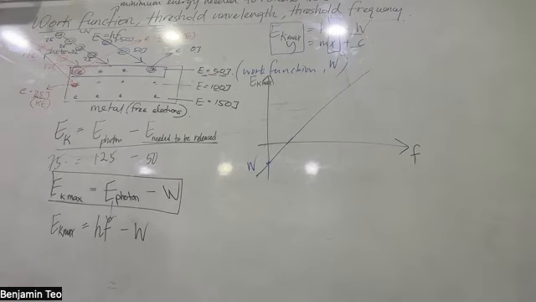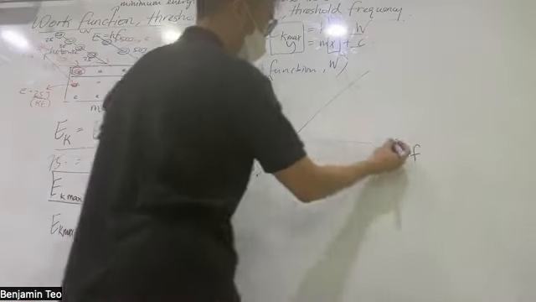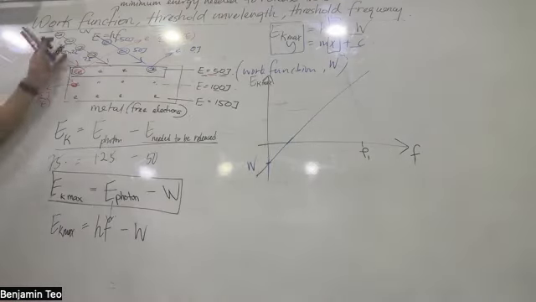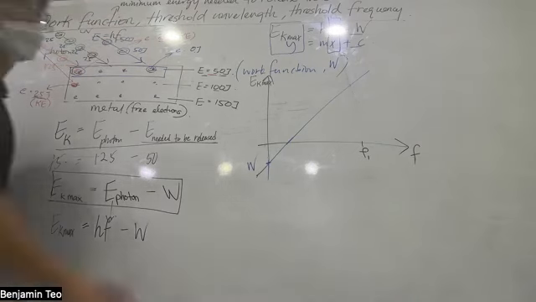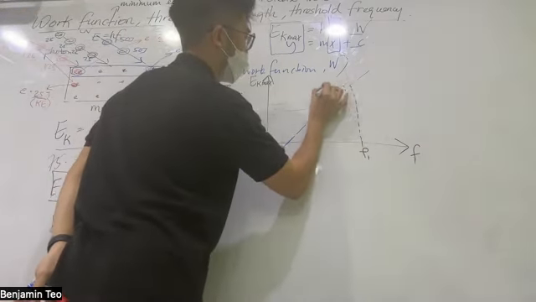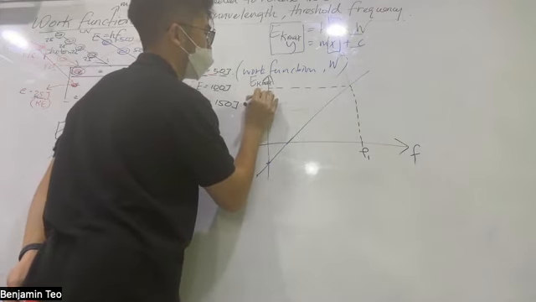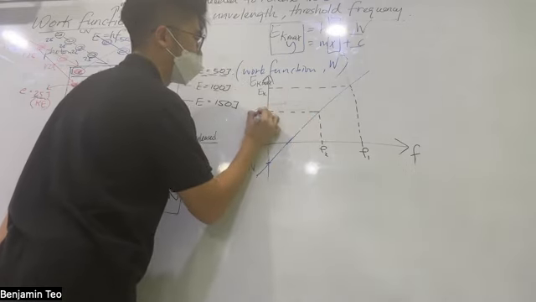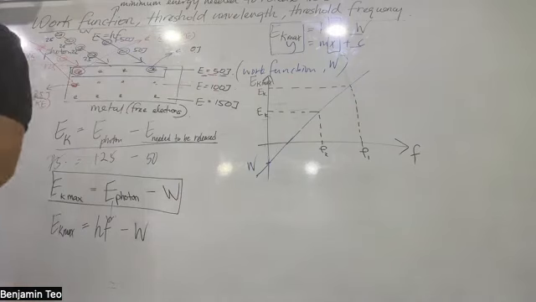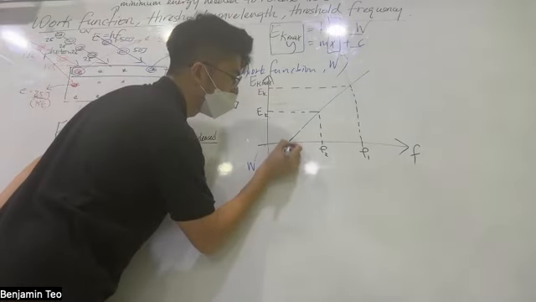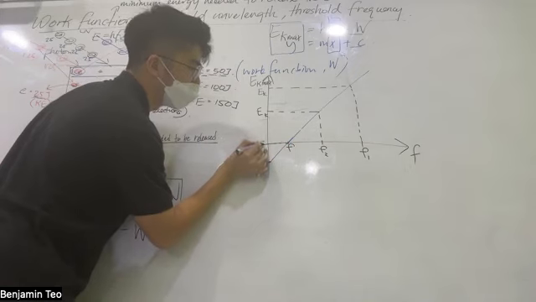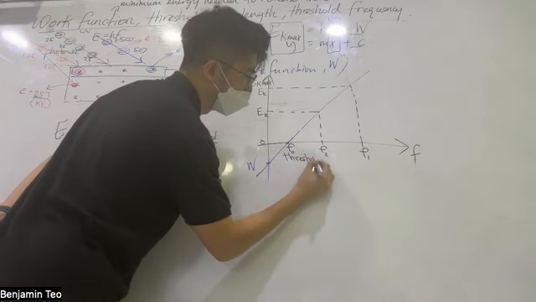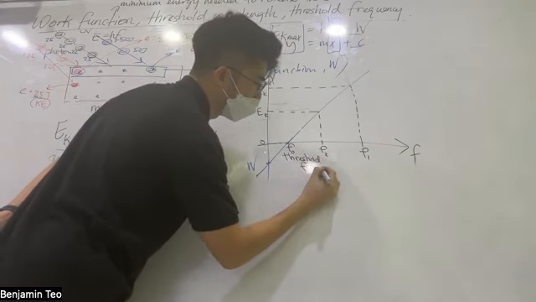OK, what does the graph tell you? This graph, if you give it, let's say, frequency 1, you can find from your graph the maximum kinetic energy. Frequency 2, you can find the maximum kinetic energy. If you give it exactly this frequency, what is your kinetic energy? 0. What is this frequency? This is your threshold frequency.